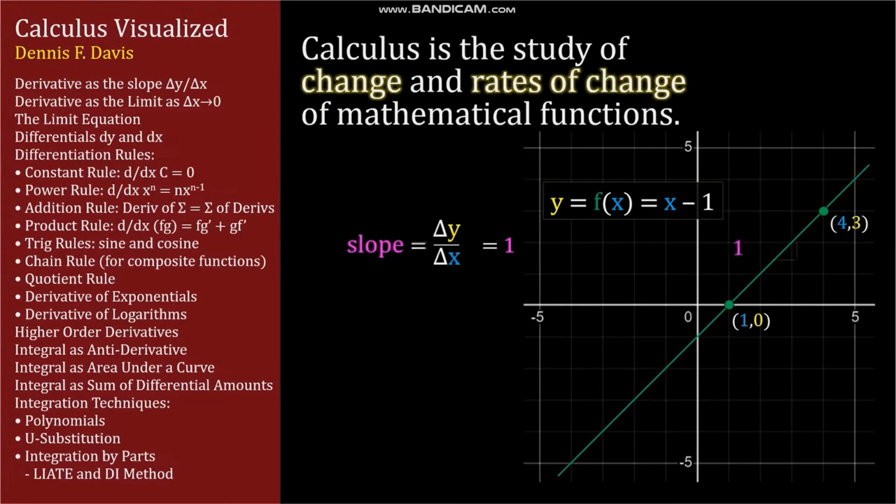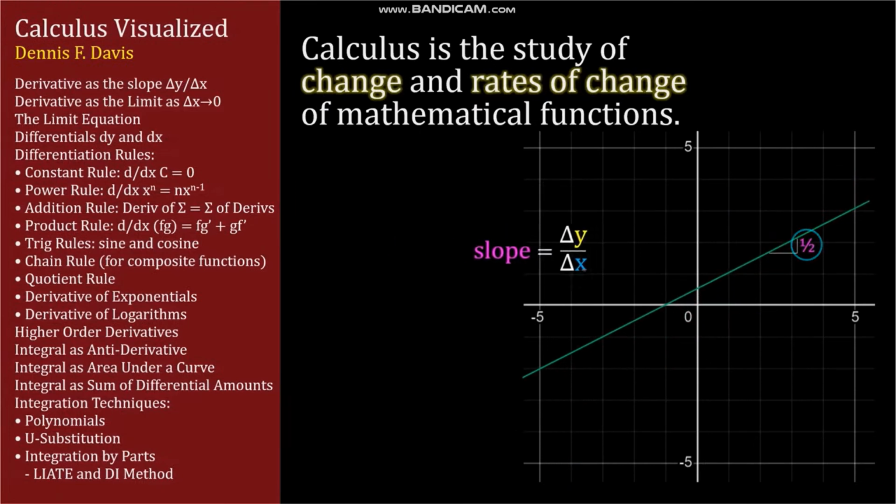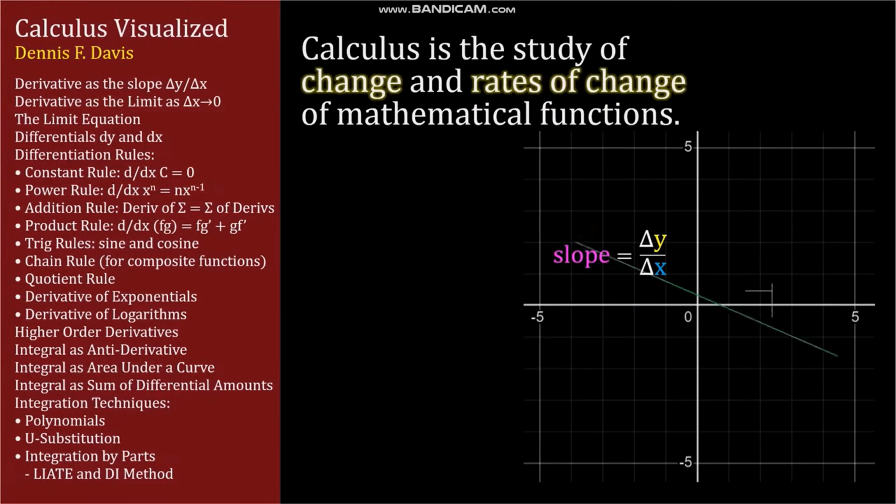For every unit x changes, y changes by 1 times that amount, since the slope is 1. If the slope were positive 1/2, then when x changes by some amount, y changes by positive 1/2 as much. If the slope were negative 2, then when x changes, y changes by negative 2 times as much. That is 2 times as much, but in the opposite direction. Y would get smaller as x gets larger.